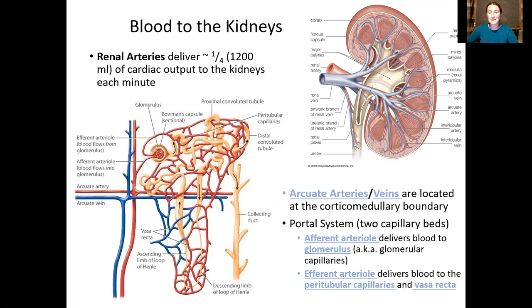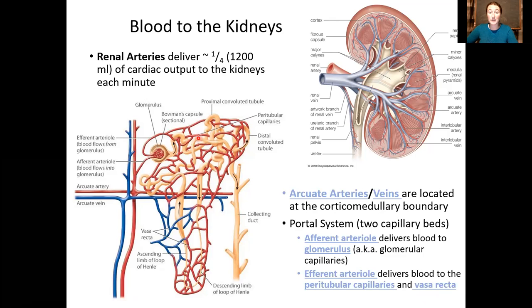We're going to spend lots of time talking about the yellow tube. The yellow tube is collectively called the nephron, and the capillaries that surround and are exchanging materials with this nephron are called the peritubular capillaries and the vasa recta. So what's the difference here? Well, the peritubular capillaries are the capillaries around the nephron within the renal cortex.